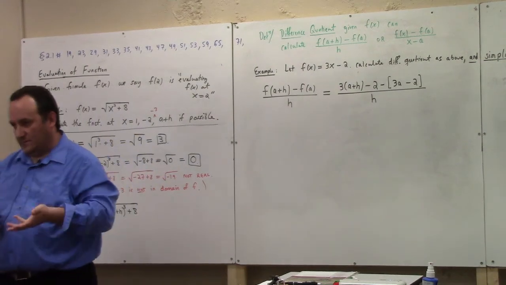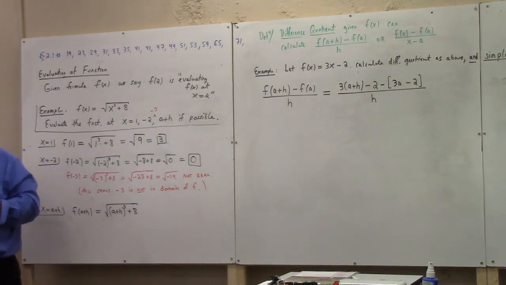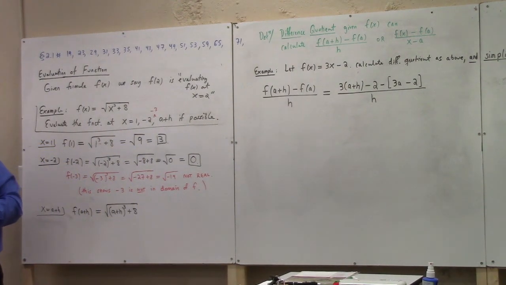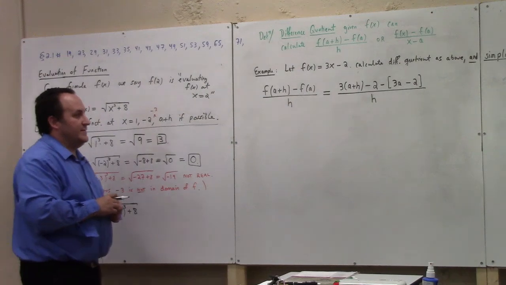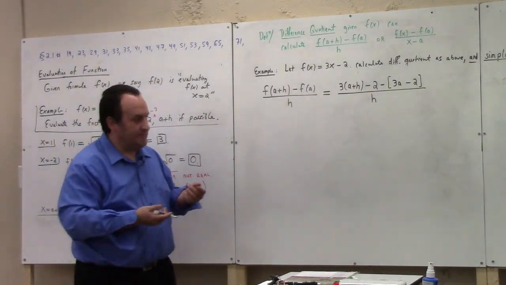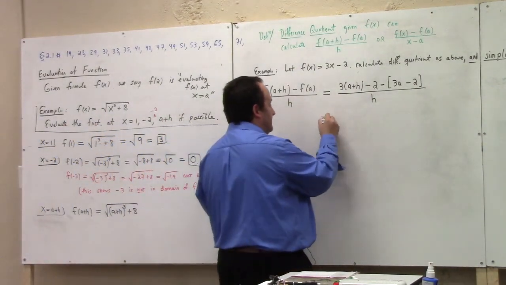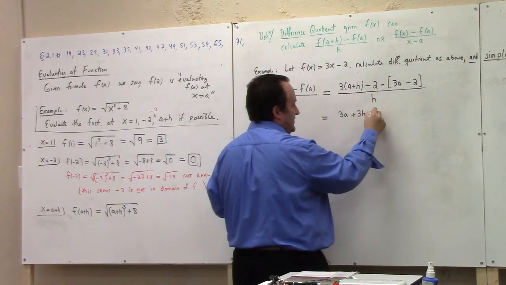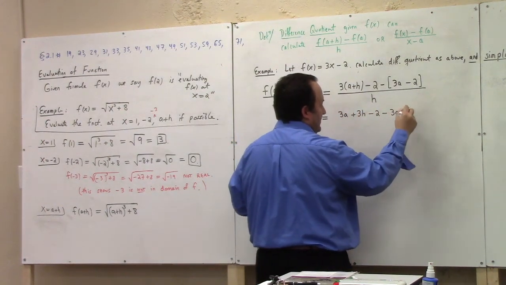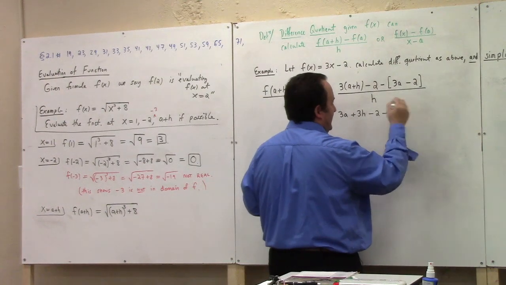But if I don't put simplify on the instructions for problems, then I may not want you to do it, and it might be horrible to try. But this one won't be bad. Let's simplify. What happens here? We've got 3a plus 3h minus 2 minus 3a minus a minus 2. What's minus a minus 2?